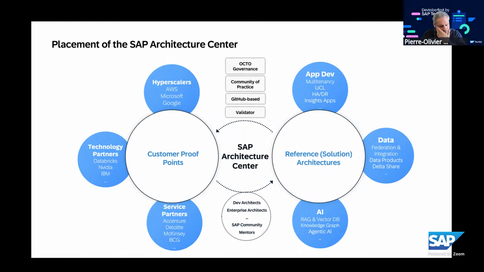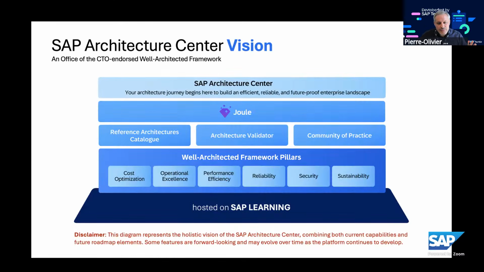So for that, we work with partners. We have hyperscalers, we have the technology partners, we have service partners, and this is connecting to the architectures which are defined by, for example, the product managers, the architects, etc. So now the vision we have for the SAP Architecture Center, so please note this is the future vision.